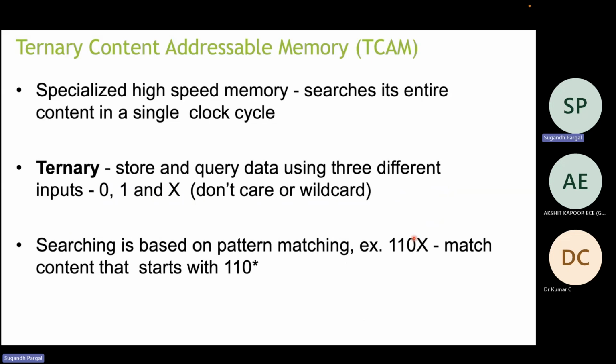So what is TCAM? That is ternary content addressable memory. It is a specialized high speed memory which searches its entire content in a single clock cycle. Ternary means it stores and queries data using three different inputs, that is 0, 1, and don't care or wildcard bit. So searching is based on pattern matching. For example, 110 and don't care matches content that starts with 110, and the rest of the bits are don't care bits.